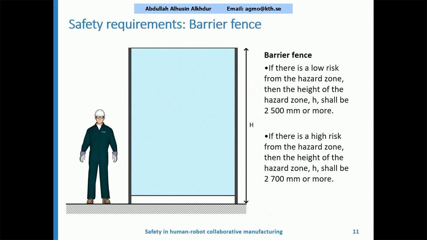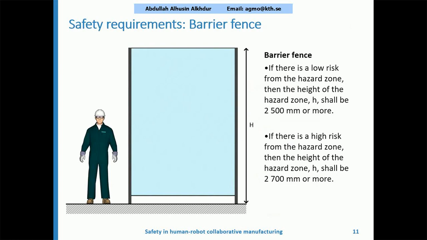So if we look at the safety requirements based on the standards, there are different aspects that need to be taken into consideration. The first level of protection that we can see in a protected conventional robotic work cell is having a barrier fence. There are two cases for calculating the height of the barrier fence. The first one: if there is a low risk for the operator to be in that hazard region, then the height of the fence needs to be around 2.5 meters or more.